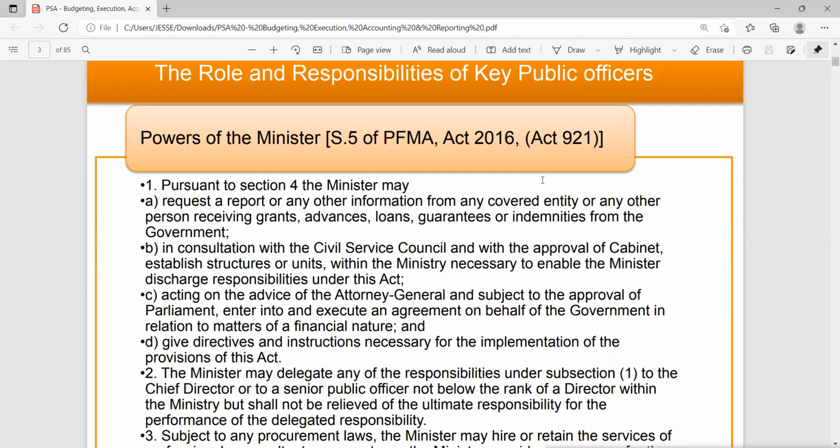So the minister has the power to request a report. The minister needs to know what is going on, what he needs. The minister is entitled to financial information. So from any covered entity or any person who is receiving some form of grants or loans or guarantees, etc., the minister needs that report.